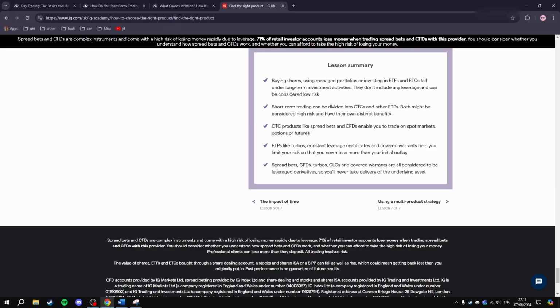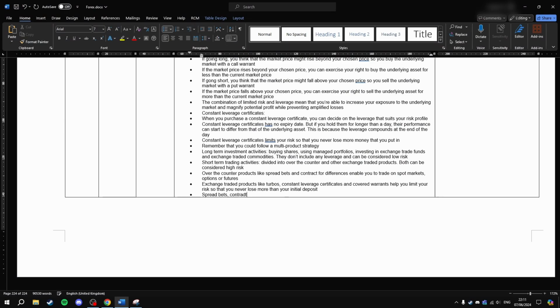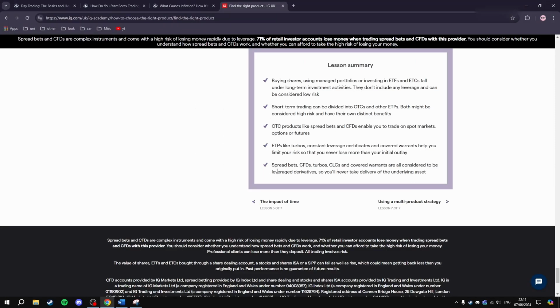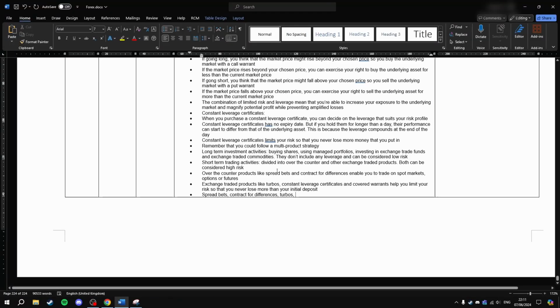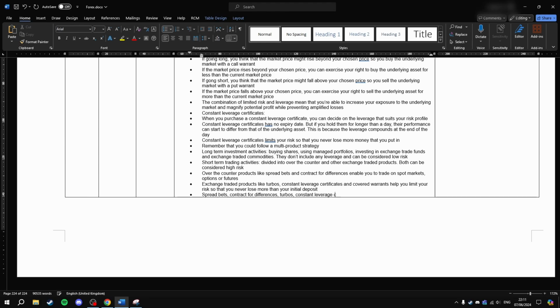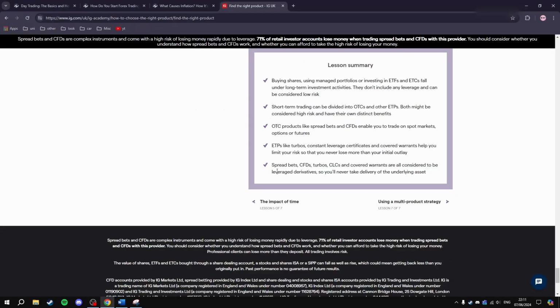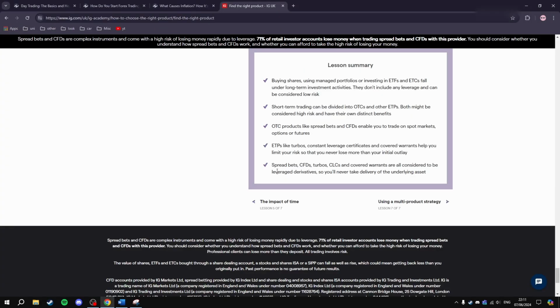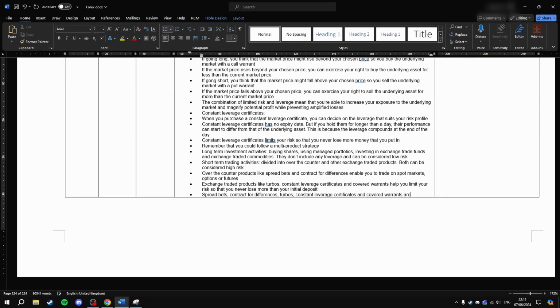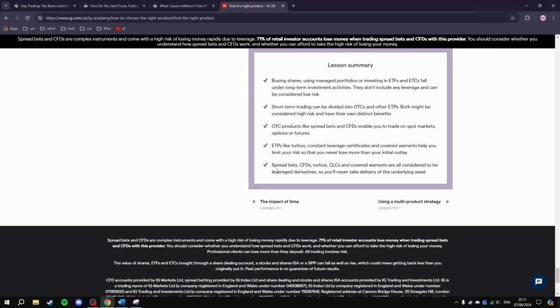Spread bets, contract for differences, turbos, constant leverage certificates and covered warrants are all considered to be leveraged derivatives. So you never take delivery of the underlying asset.